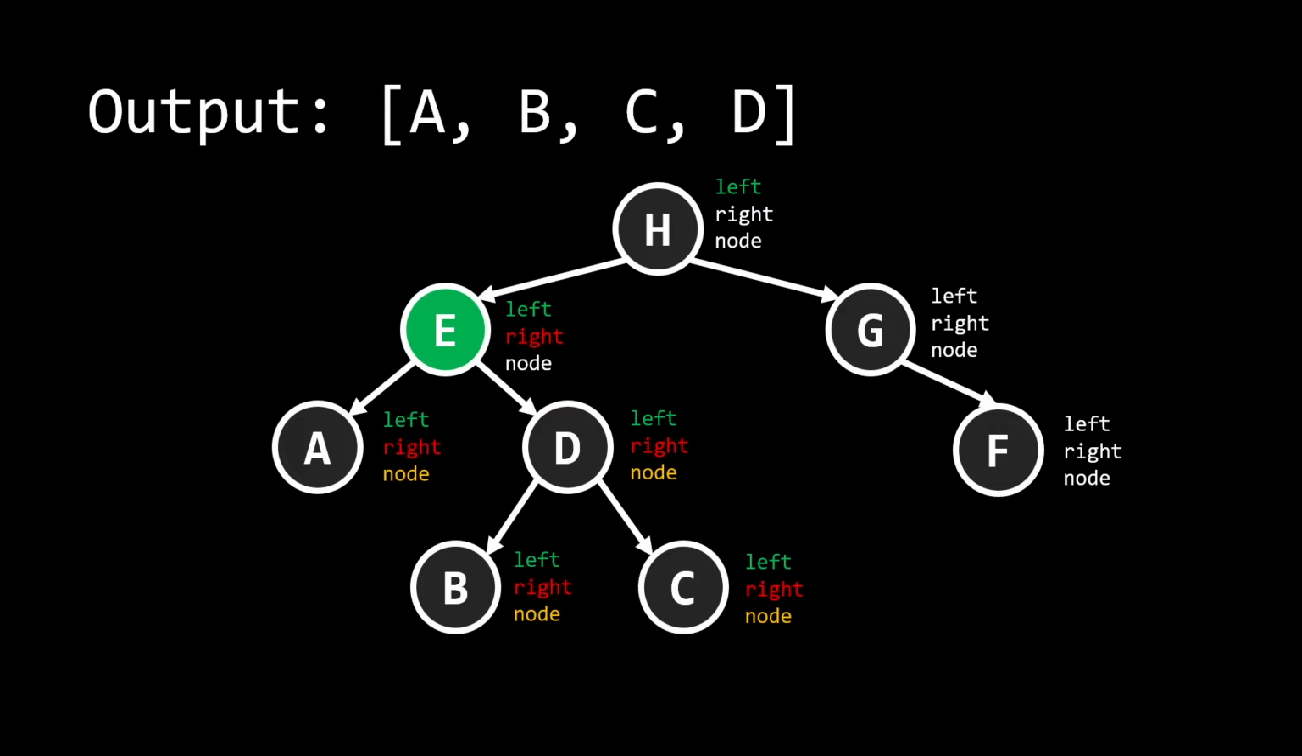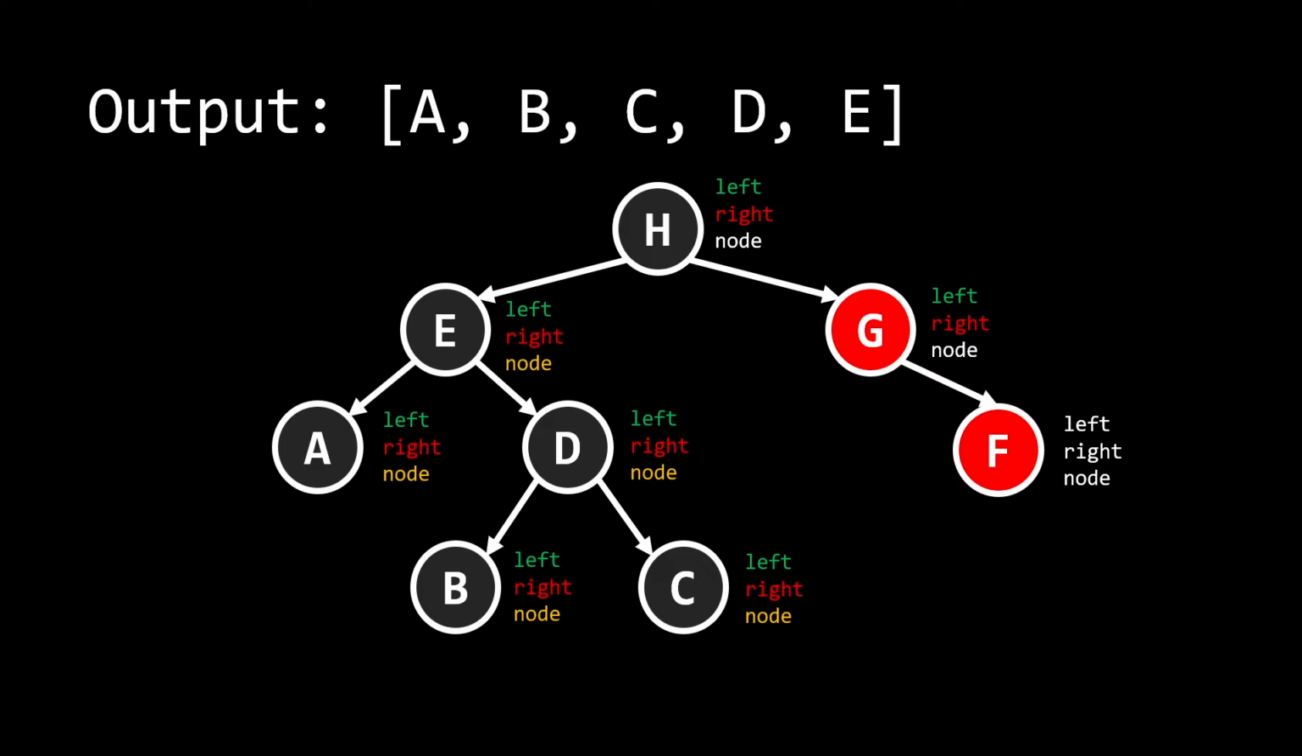We can come back to node E, and we can see the last call that we have is node. So let's call node. Let's process node E, and now we're done with processing node E. We're going to go back to H, and we can see that the call that we need to do is right. So let's call right. Let's go towards the right. Let's call left. Well, there's nothing to the left, so let's call right.